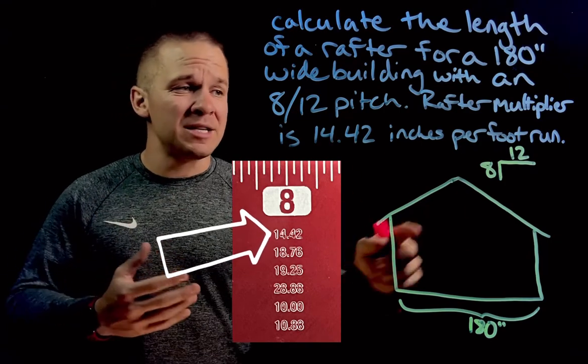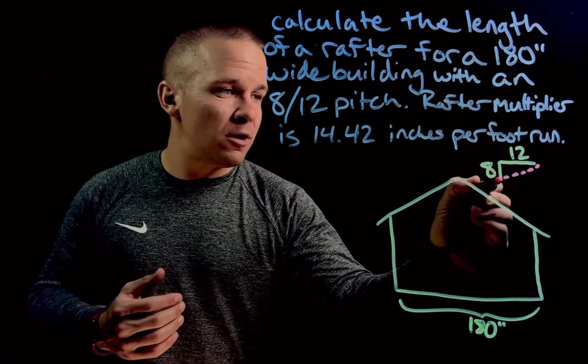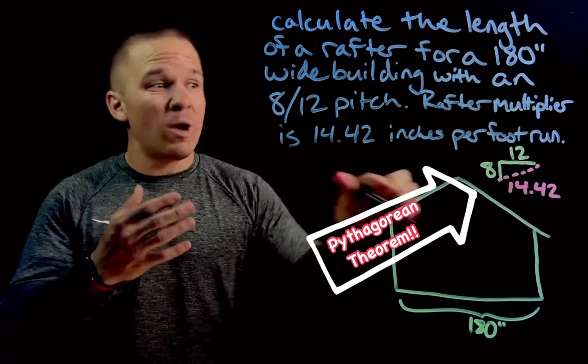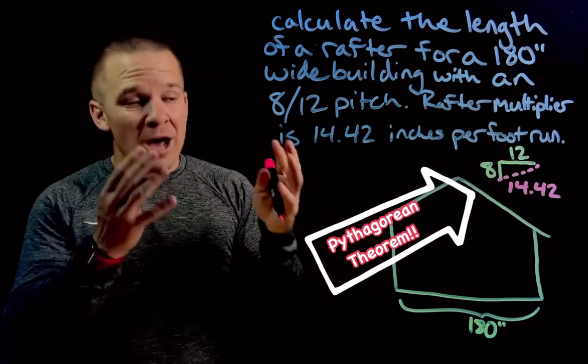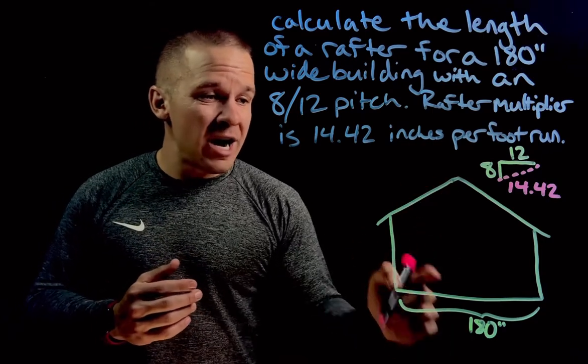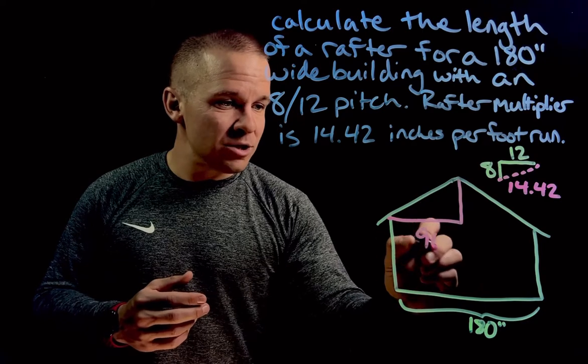Now what that means is if my rise is 8 and my run is 12, my rafter is 14.42 inches or feet or whatever our units are right there for that right triangle that's forming. So what we can actually think about here is that, well, if I have a 180-inch wide building, half of that would be 90 inches.